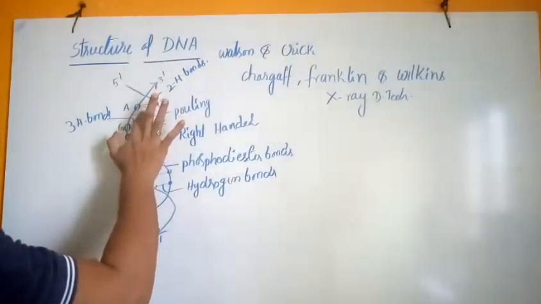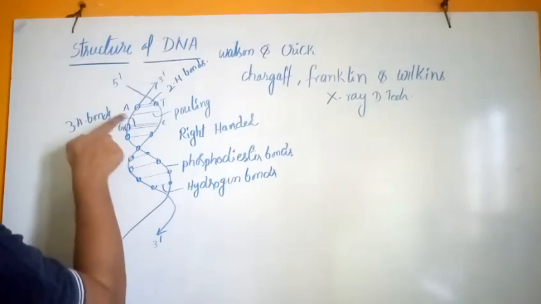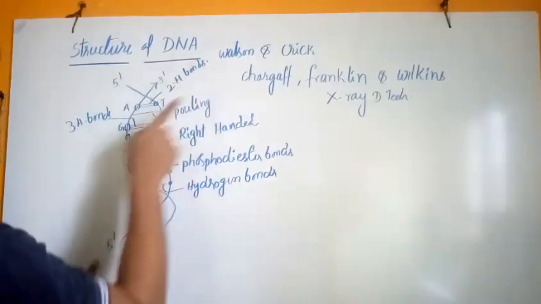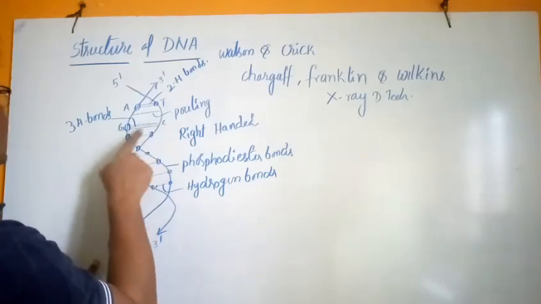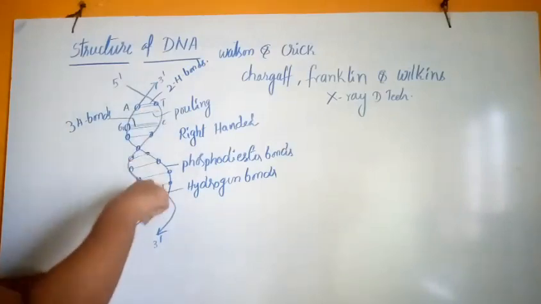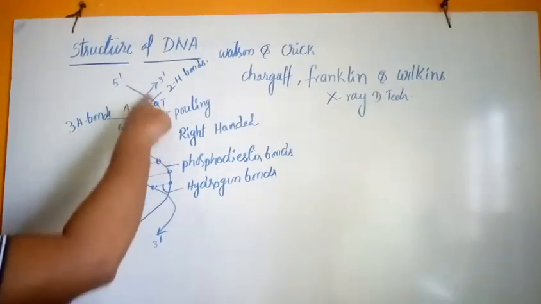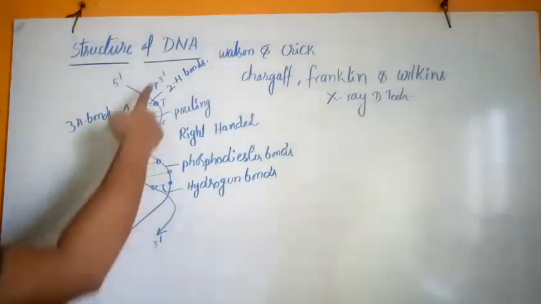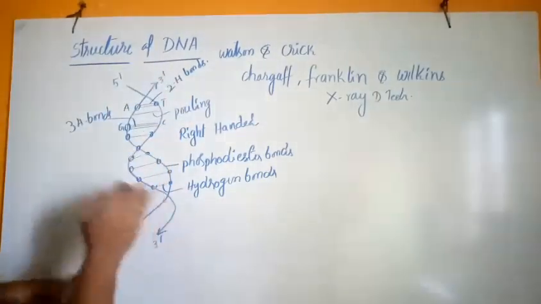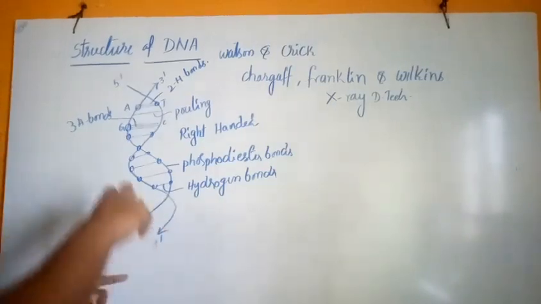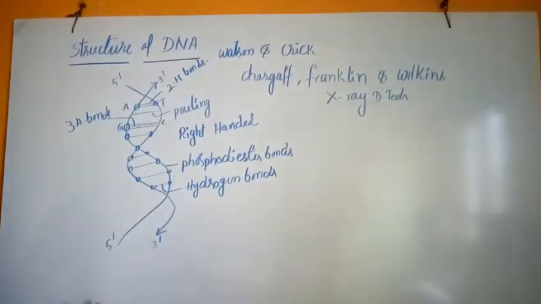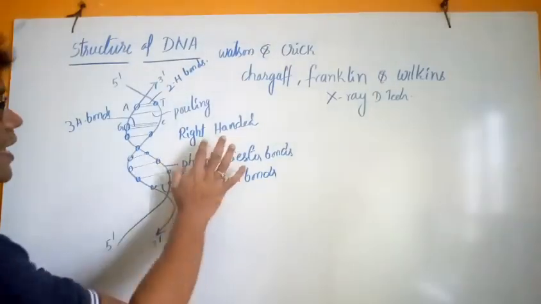Generally, the hydrogen bonds are present between adenine and thymine by 2 hydrogen bonds, whereas guanine and cytosine are linked by 3 hydrogen bonds. One strand moves in the 5' to 3' direction, whereas the other moves 3' to 5'. So, the DNA molecule is generally an anti-parallel, spirally coiled molecule, generally right-handed.